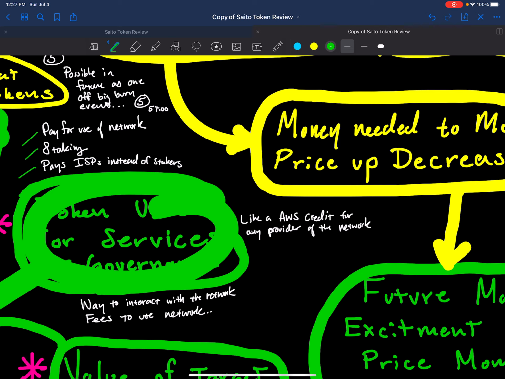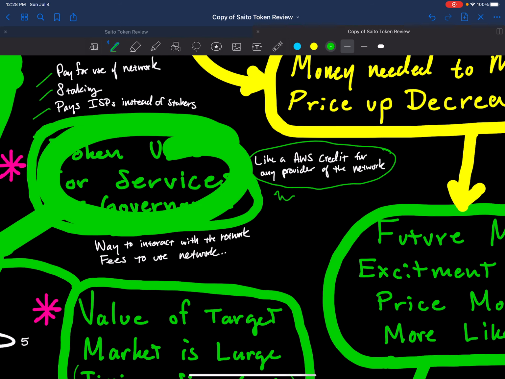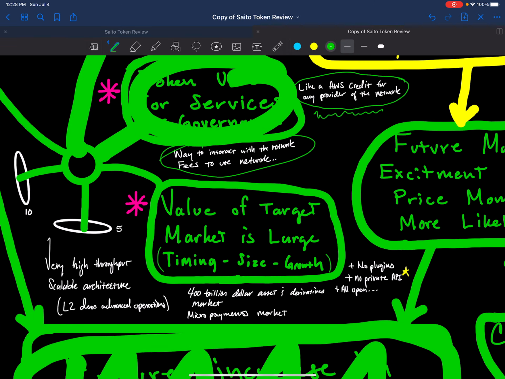Because the proof of work for this project is users. Proof of work is people paying and utilizing the network, being a service provider and getting those users. So like AWS credit for any provider of the network. Basically the token services this network like AWS credits, but it's credits to use the network. It's a way to interact with the network. But ultimately the token is like a fee structure like Ethereum, etc.